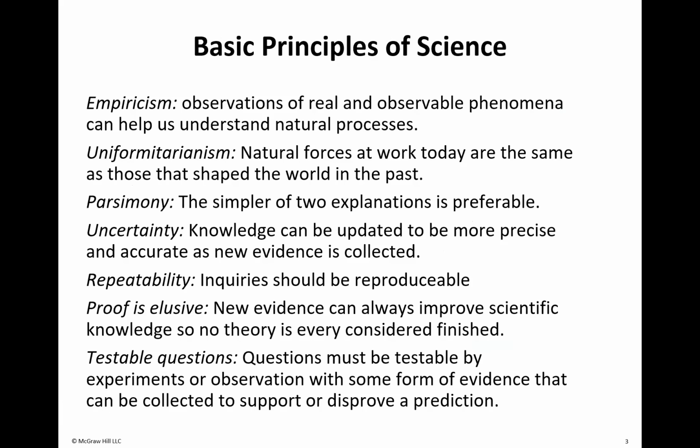Some basic principles of science. First, empiricism. Empiricism means observation of real and observable phenomena can help us to understand natural processes. The second principle is uniformitarianism. It means that the natural forces at work today are actually the same or similar to those that shaped the world in the past.